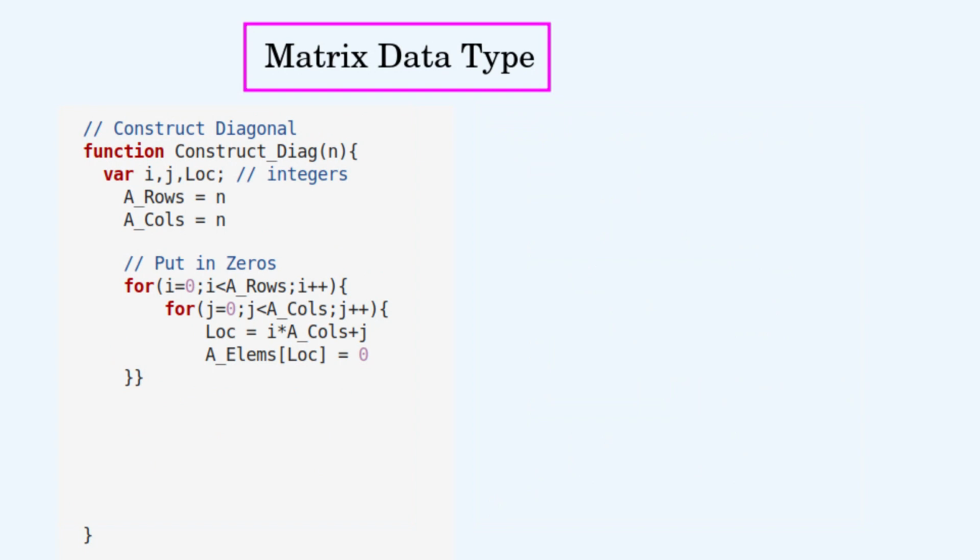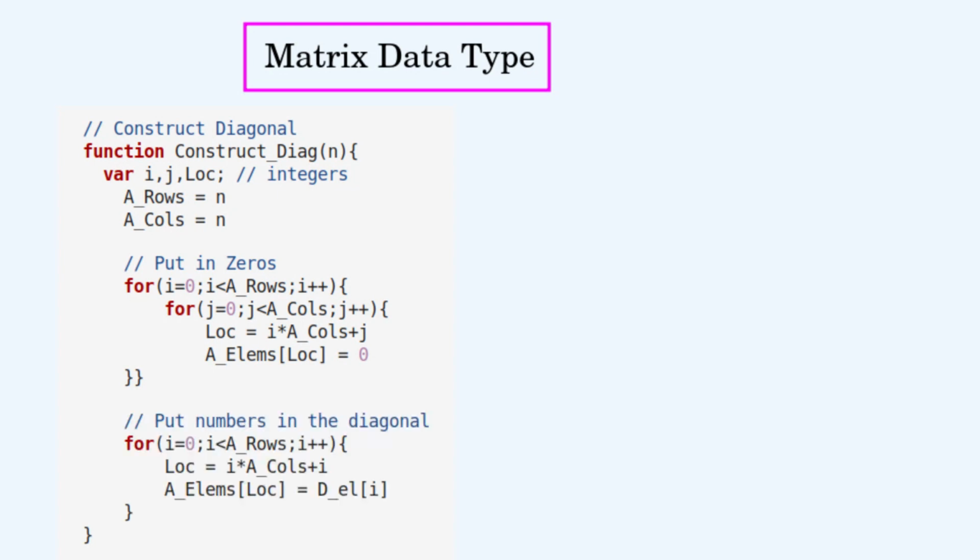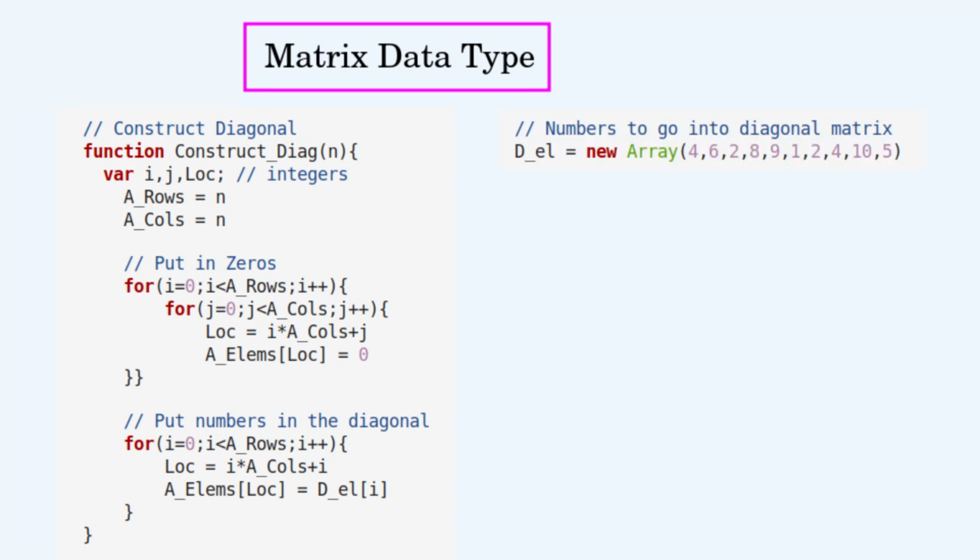Now to make a function to construct a diagonal matrix, we'll firstly set every element to be 0. Then we'll set all of the diagonal elements to be equal to values from an array defined earlier in the program. And this is the array containing elements to be put into the diagonal matrix.